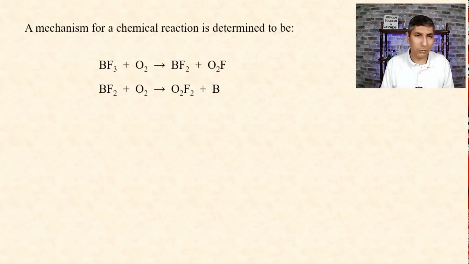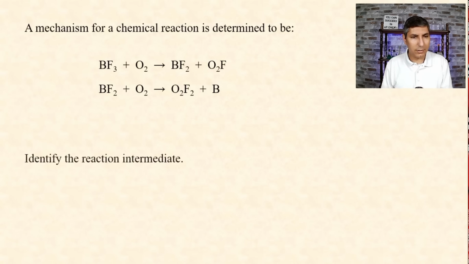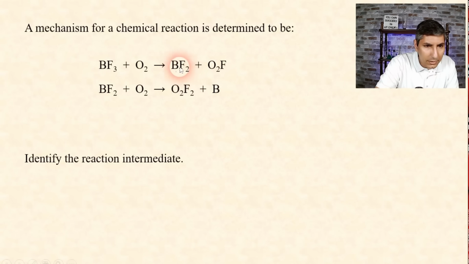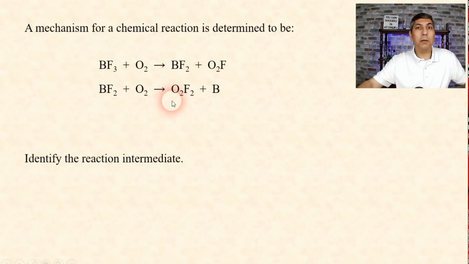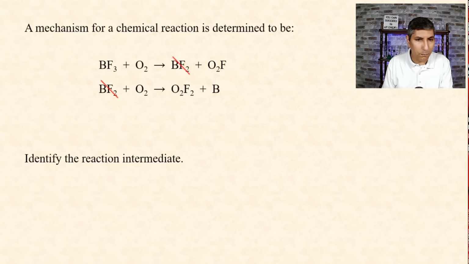Now, one last thing we have to realize for rate laws and kinetics is being able to work with reaction mechanisms. So let's say we have this reaction mechanism right here. Let's first of all identify the reaction intermediate. Now, once again, a reaction intermediate is a substance that is produced in an early step and then used up in a later step. So to me, it looks like it's BF2 because it's produced in step 1 and then it's consumed in step 2. It does not appear in the overall balanced equation. So BF2 is your reaction intermediate.